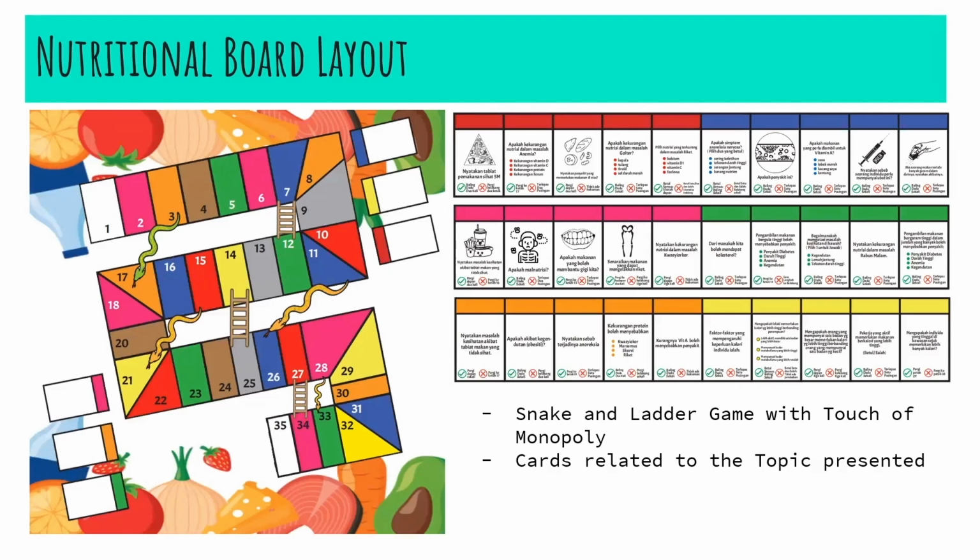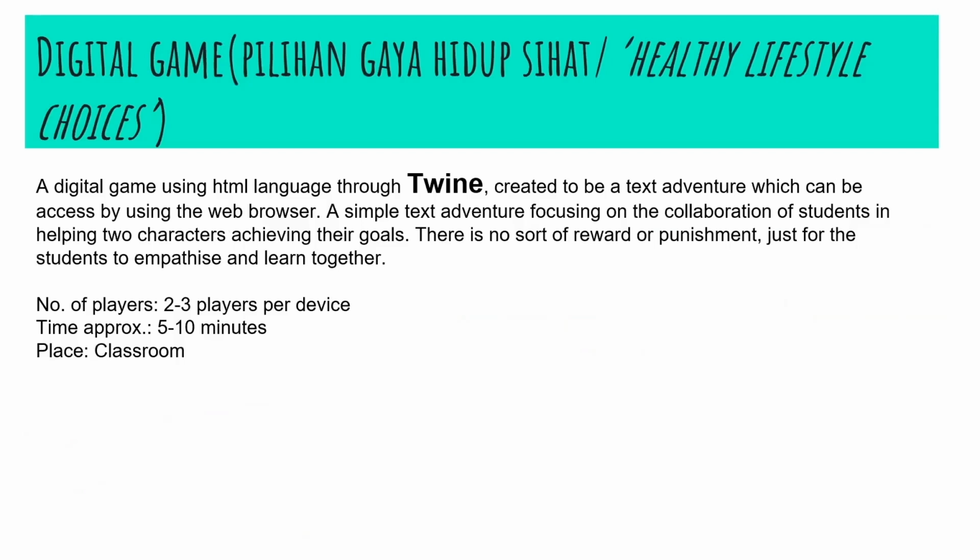As you can see from here, the layout of the board, on your left, there are colors that you can see. When the student lands on a square, they will need to go and pick the color card that corresponds to the board, and they answer respectively toward the answer given.